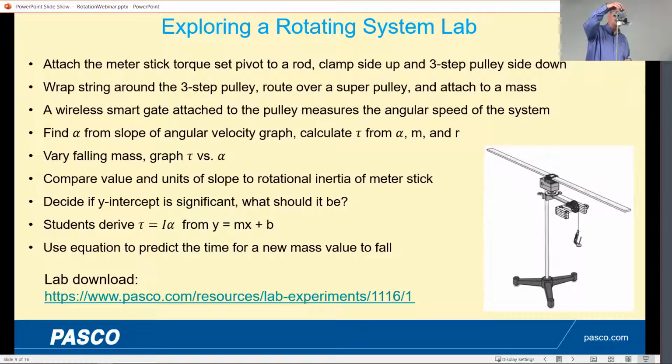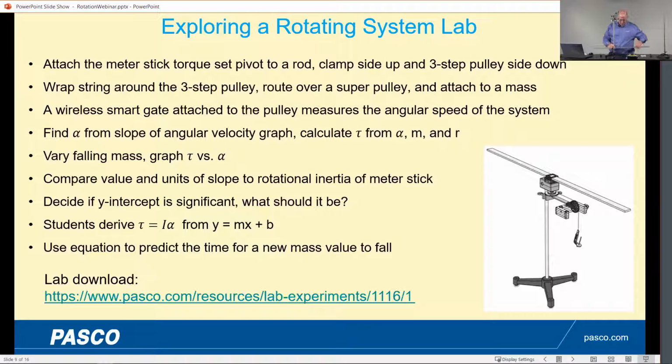We have our pivot from the meter stick torque set, and I have the 3-step pulley attached on the other side. I tied a string to the 3-step pulley. There are little holes in it. That string comes out and over a pulley that's going to be attached to a hanging mass. We'll start out with the hanger's 5 grams, so I'll add 15, and so we'll start out with 20 grams on it.